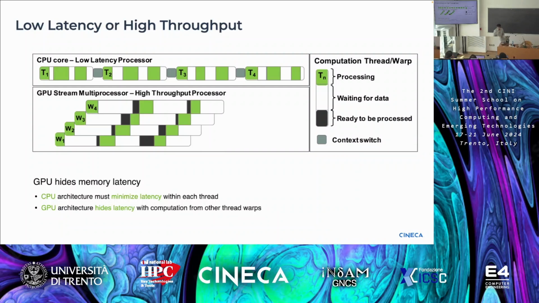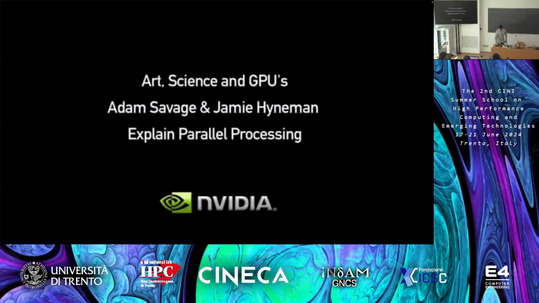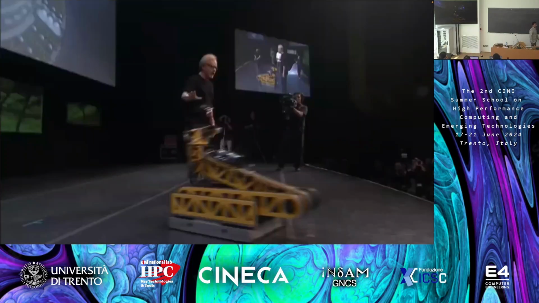Again, this is an NVIDIA slide where they distinguish between speed versus throughput. The idea is that if you have to bring 100 people from A to B, a Ducati is faster, right? But you can just hire a bus and put everyone there, so you can get high throughput. But I think the best introduction to why a GPU is powerful is this video. This is the best introduction to GPU you can think of.